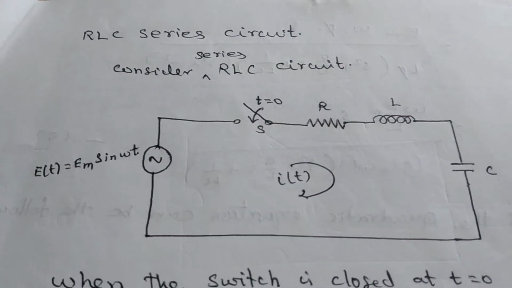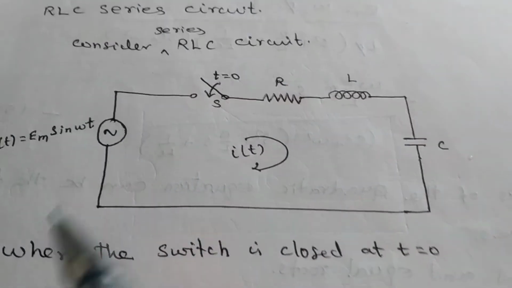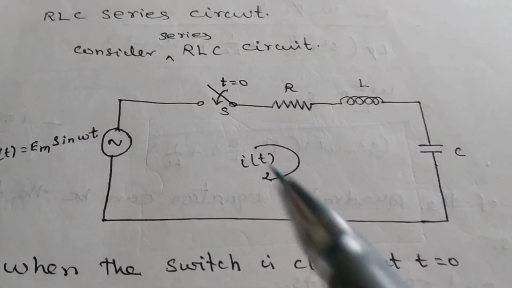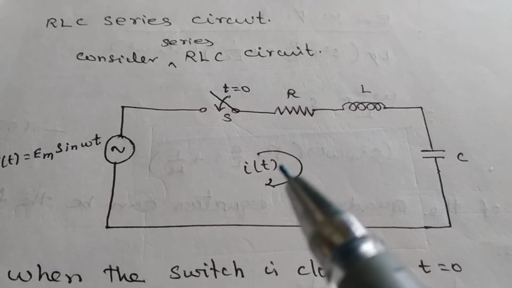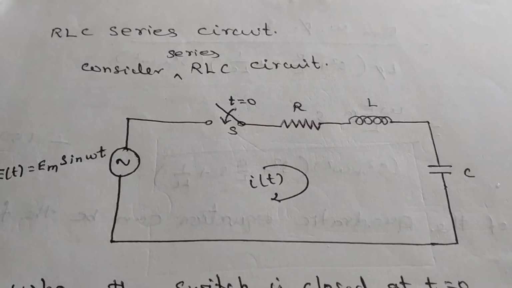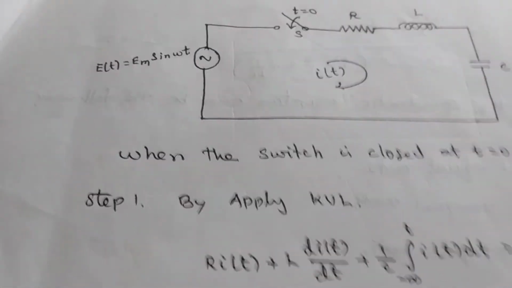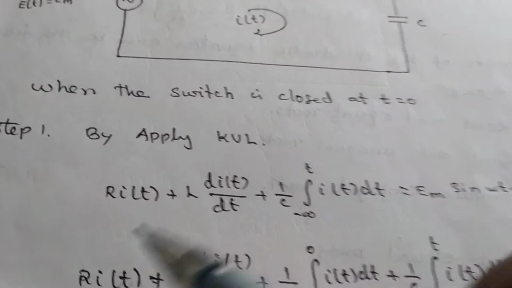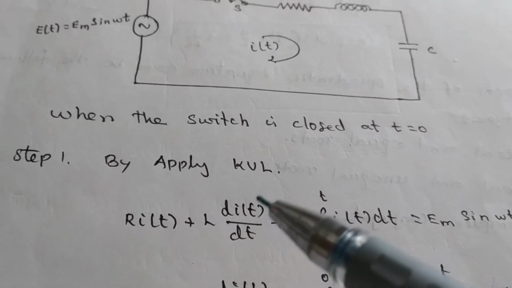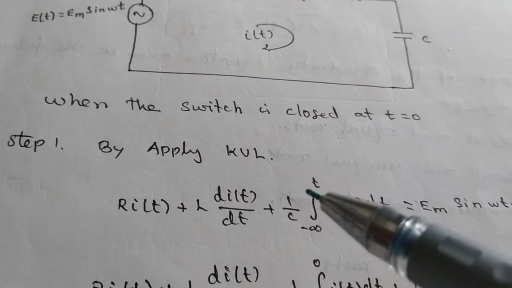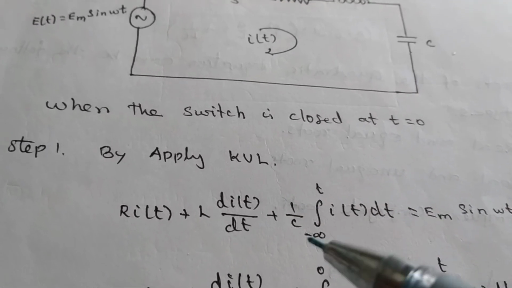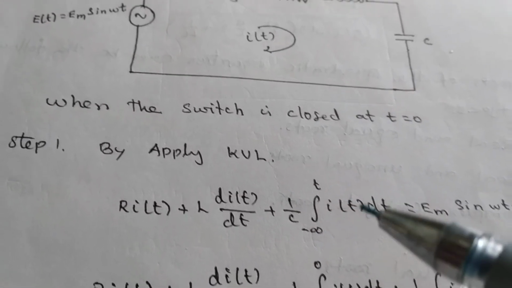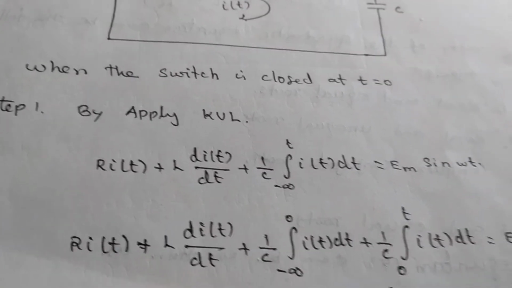Consider the RLC circuit, with the source, the switch, and R, L and C connected in series. When the switch is closed at t equals 0, the transient current i(t) passes through the RLC. Step 1: applying Kirchhoff's voltage law, the sum of the potential drops equals the applied voltage. So R i(t) plus L di(t) by dt plus 1 by C times the integral from minus infinity to t of i(t) dt equals Em sin omega t.